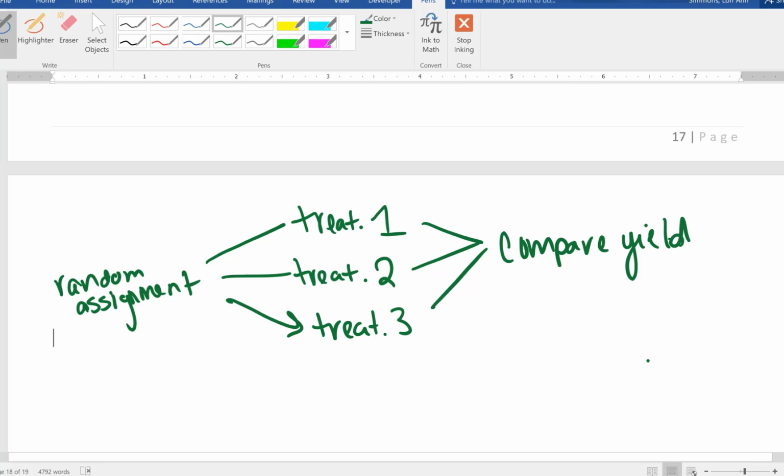The last question is, why is this a completely randomized design? It is completely randomized because plants were randomly assigned to each treatment.